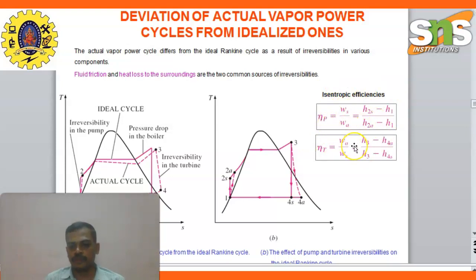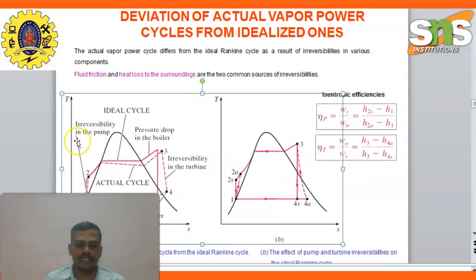Pump efficiency is equal to Ws divided by Wa. In the ideal cycle, irreversibility in the pump, and in these lines they mention the pressure drop, 1, 2, 3 and 4. 3 and 4, irreversibility in the turbine. Inside the actual cycle, between 4 and 1, the pressure drop in the condenser is mentioned. The first one is the deviation of the actual vapor power cycle from the ideal Rankine cycle. The second is the effect of pump and turbine irreversibilities on the Rankine cycle.